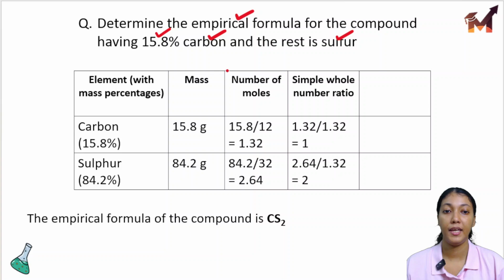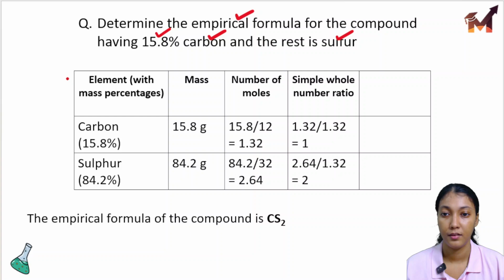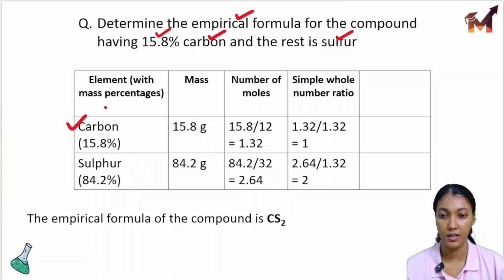If you solve it by making a table like this, it will be very easy for you and it will be quick also. It will be easy for the examiner also to check. So let us see this table. पहले मैंने एलिमेंट के उनके मास परसेंटेजेस के साथ यहाँ पे लिखा है. First element is carbon, which is 15.8, which was given in the question. Second element is sulfur, which is 84.2.